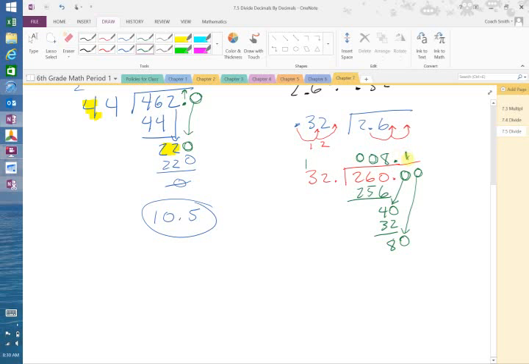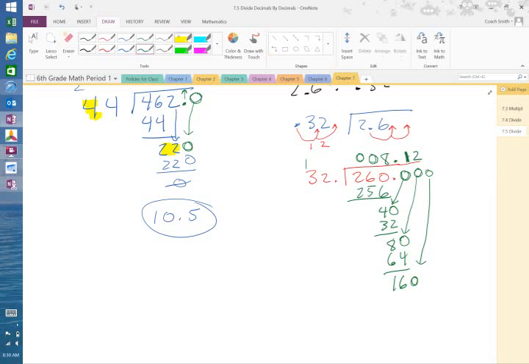32 into 80. No, 3 times would be 96. Twice, yeah. 2 times 32 is 64. That would give me a remainder of 16. Bring down another 0. 32 into 160.